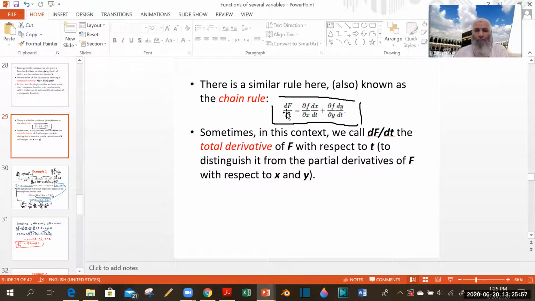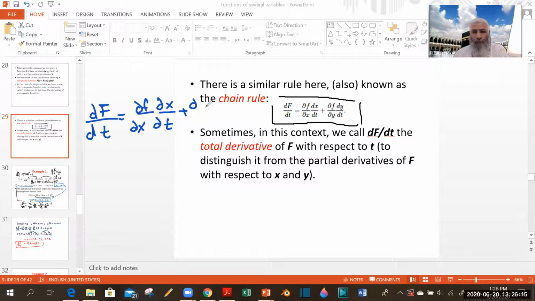df dt equals df over dx multiplied by dx over dt, plus df over dy multiplied by dy dt. This is the rule, our chain rule. Yes, okay.